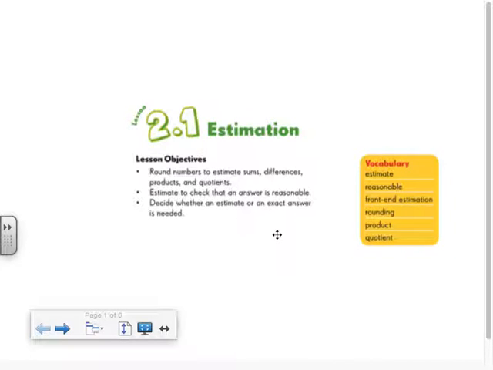All right, guys, so here's our video on estimation and rounding. You will have to do this on the test, so make sure that you listen to this and that you try the problems with us.